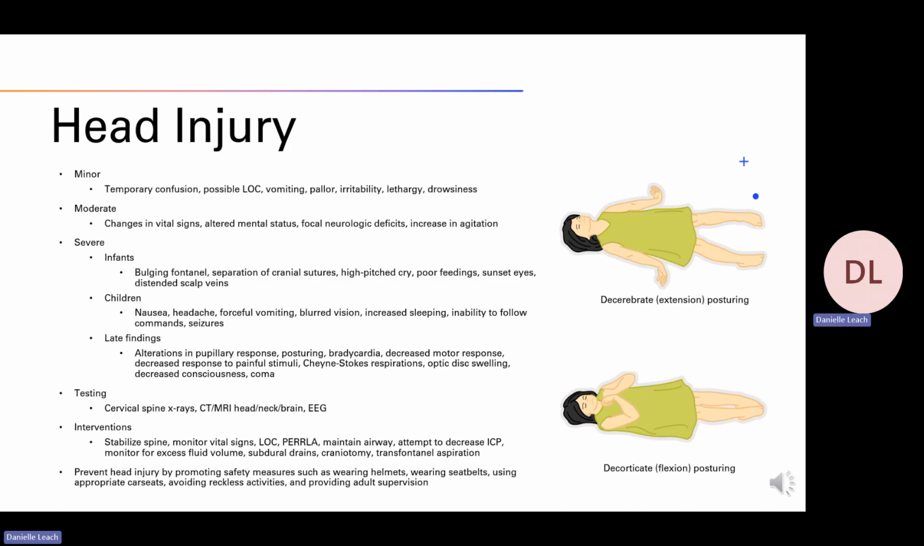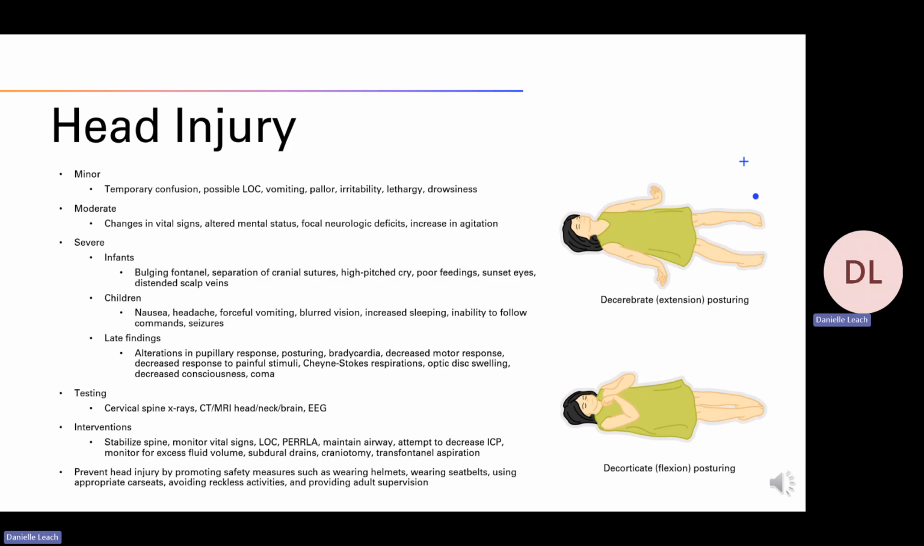They could start to have posturing, like in these pictures, the decerebrate or decorticate posturing. They could start to brady down in their heart rate, a decreased motor response, decreased response to painful stimuli, Cheyne-Stokes respirations, swelling in their optic disc and their eye, and decreased consciousness all the way into coma.